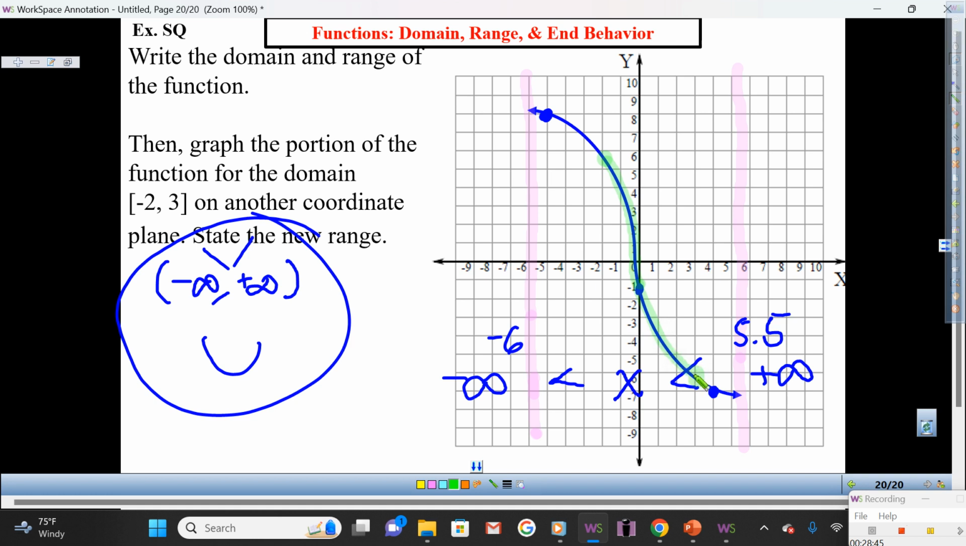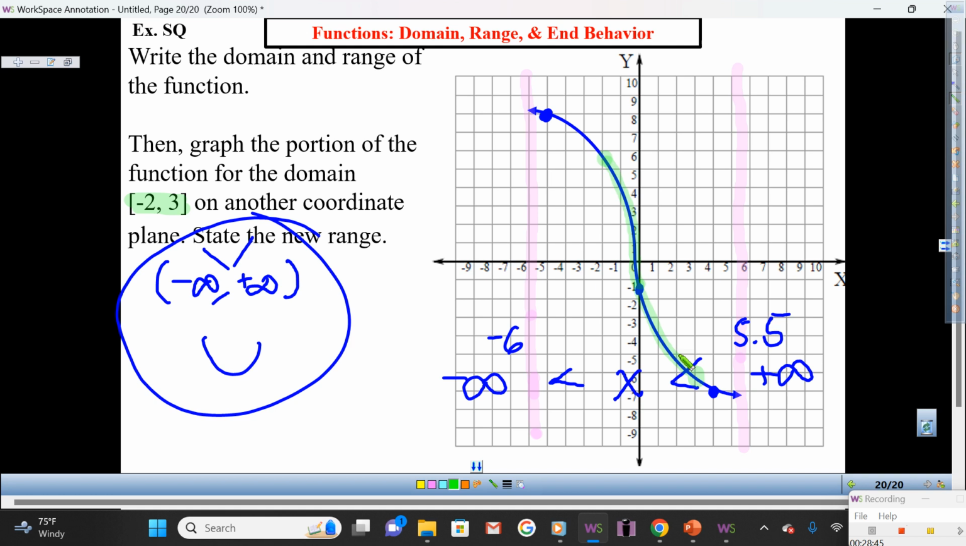3, which is about right here. Only that section you graph on a new coordinate plane. So do that, please. So we're graphing this portion on a new coordinate plane. On the coordinate plane next to where you graph that one, only copy that portion. And that's what you're going to be doing tonight for the homework.